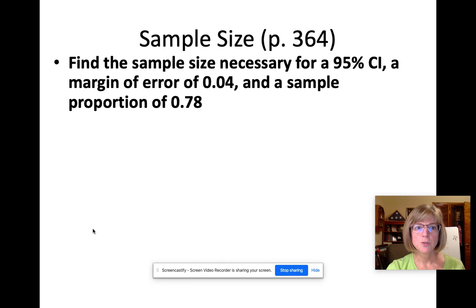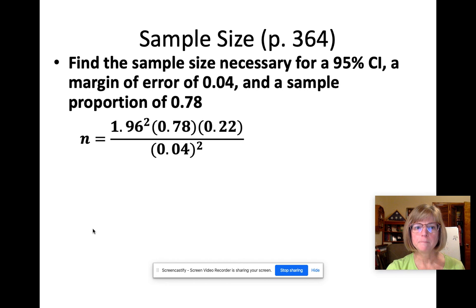populations. So we're to find the sample size necessary for a 95% confidence interval, a margin of error of 0.04, and a sample proportion, a p-hat value, of 0.78. So there's a formula for this. That is, n is equal to z squared times p times q over the margin of error squared.